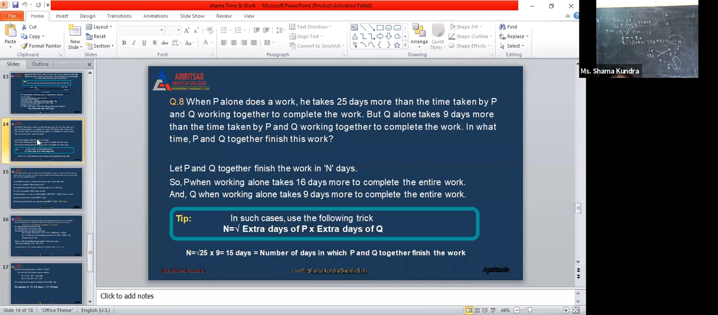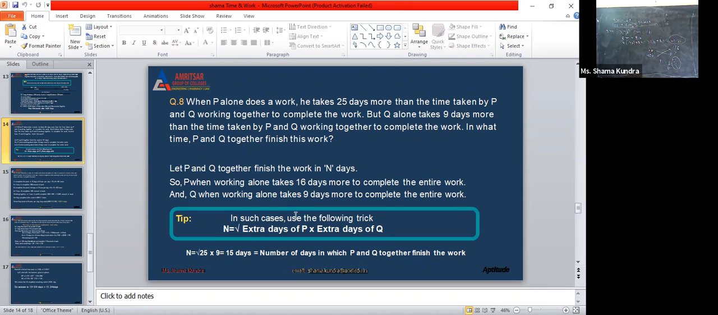We have to use this formula. In such cases, use the formula n equals square root of extra days of P multiplied by extra days of Q. We will use this simple formula. Now first let us understand what exactly the sum is. It is very easy to solve. I will tell you how to solve it.